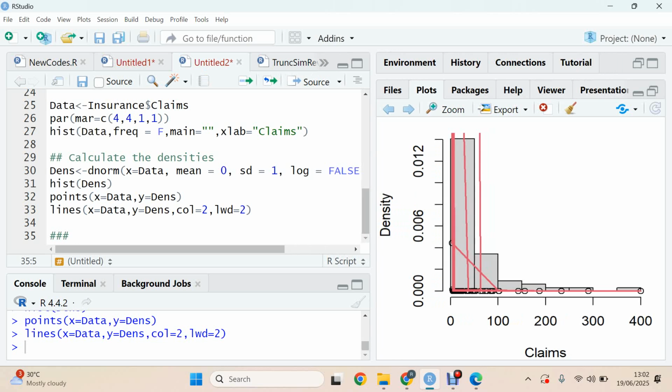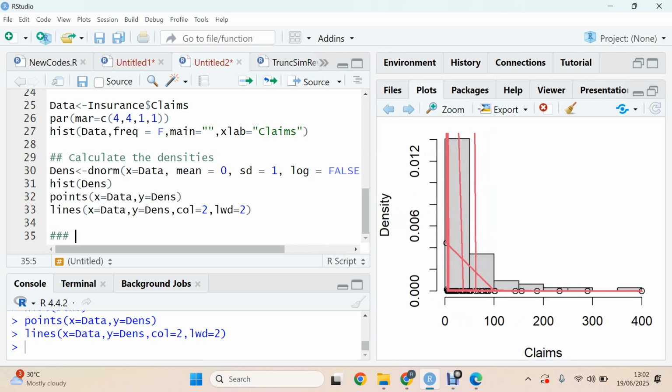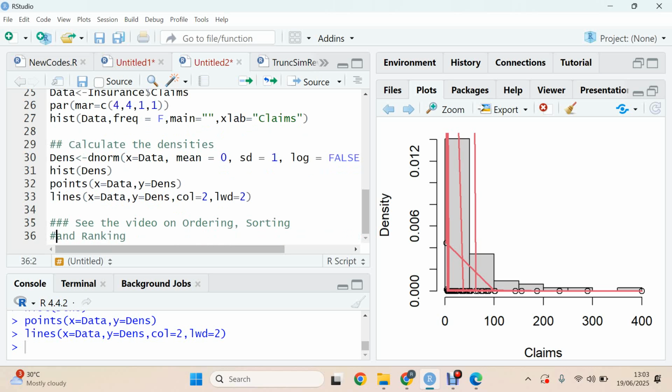Please, if you have any question, you ask before we move on. Because I'm going to give you an assignment when I finish. Now that I'm going to solve my own problem. So ordering, please make sure you do this. What I'm going to do, or let me just see the video on ordering, sorting, and ranking on YouTube.